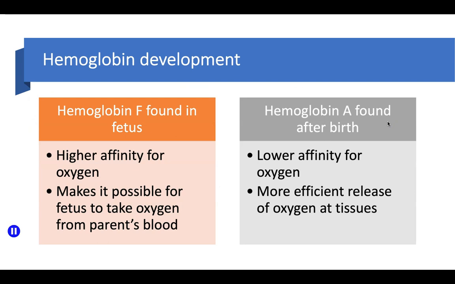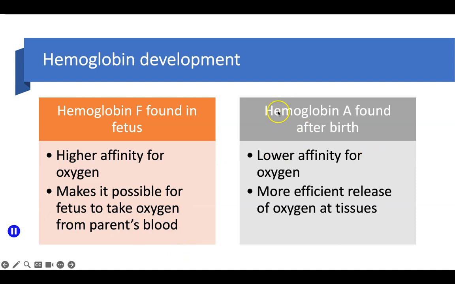During development, some changes occur in hemoglobin based on the needs of the organism. So in a fetus, there are slightly different needs for the blood. So remember that in that case, the oxygen is actually coming from the parent. It's coming from the placenta. That means that it pays for the hemoglobin in that fetus to be high affinity. So basically that fetus wants to collect as much of the hemoglobin from the parent as possible. And that makes it possible for that fetus to get enough oxygen to feed its own tissues.